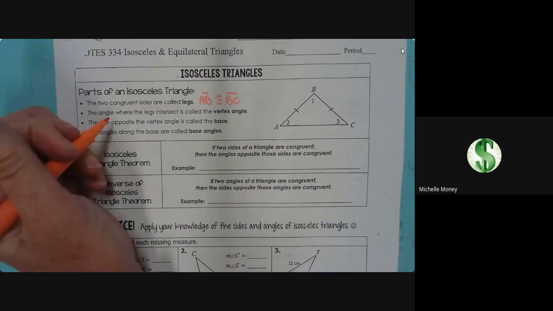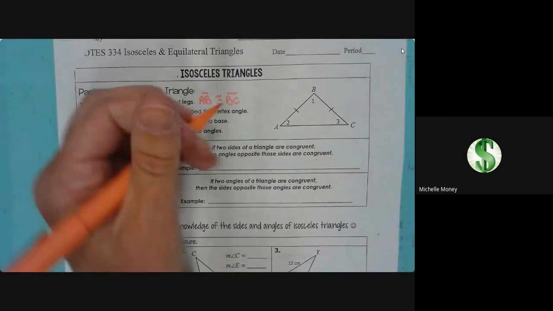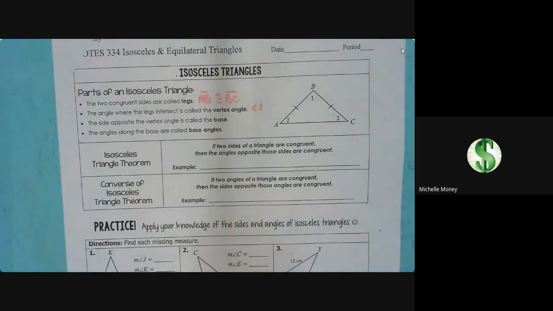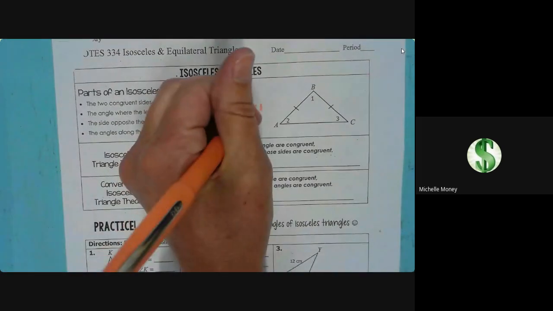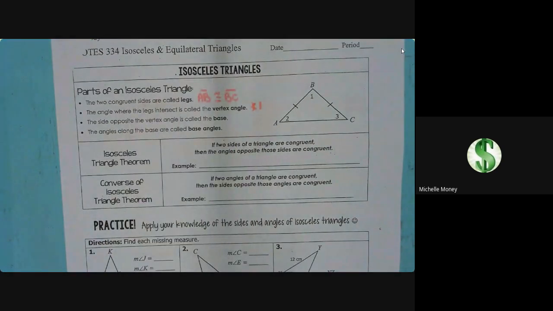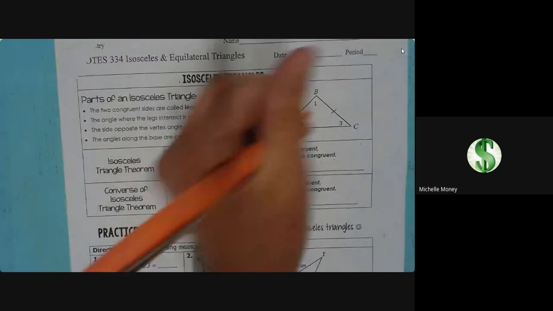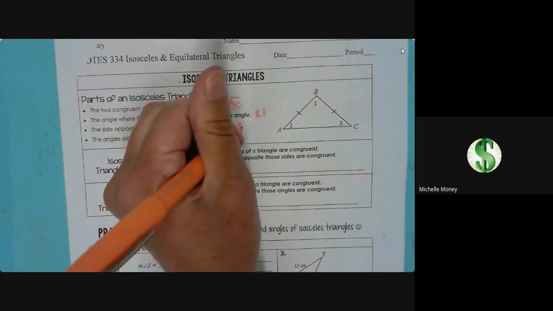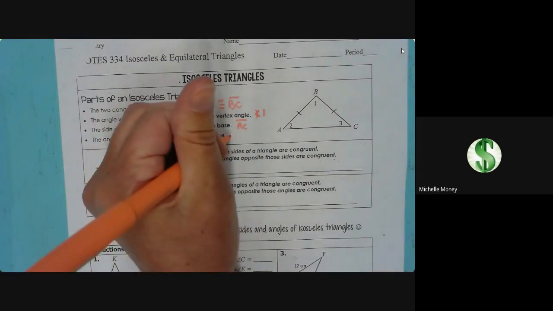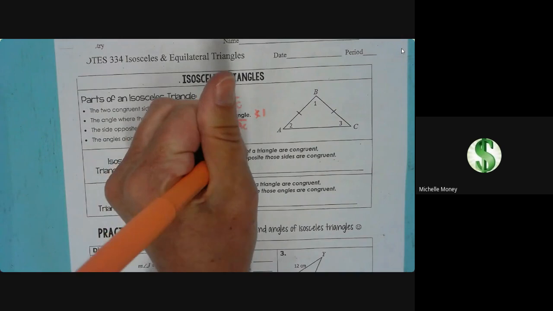All right. The angle where the legs intersect is called the vertex angle. So that's going to be angle 1. You could put this little line on the angle if it helps you realize it's not a less than sign. All right. The side opposite the vertex angle is called your base. So that would be AC in this case. And the angles along the base are called the base angles. So this would be angle 2 and angle 3.